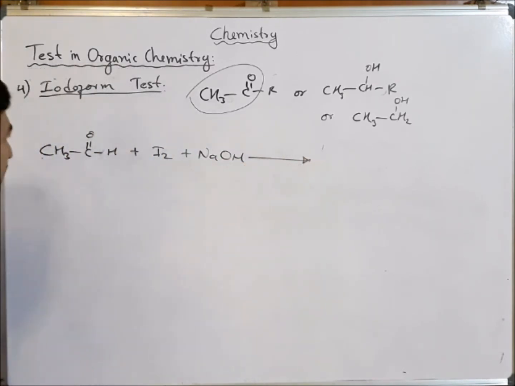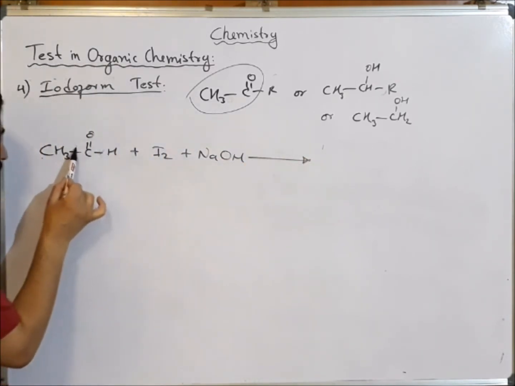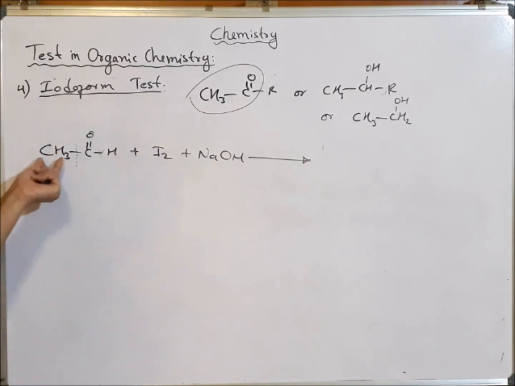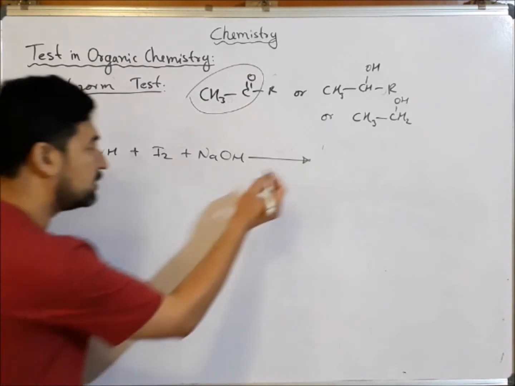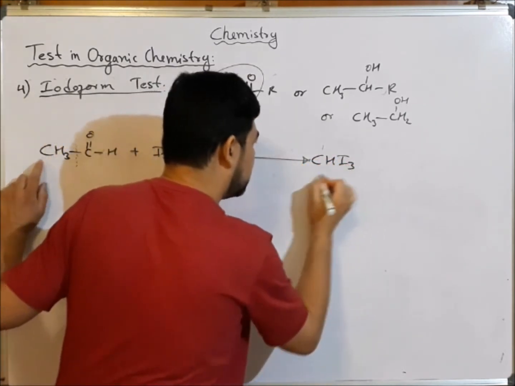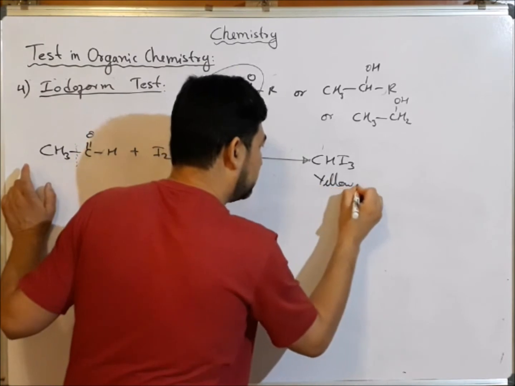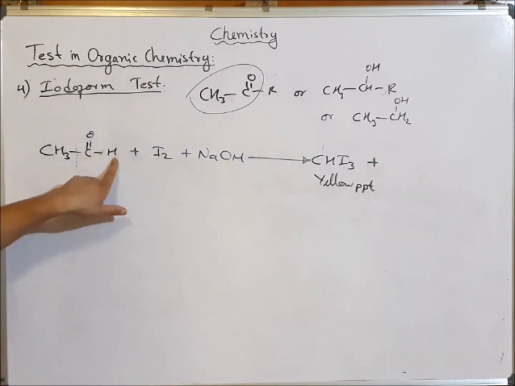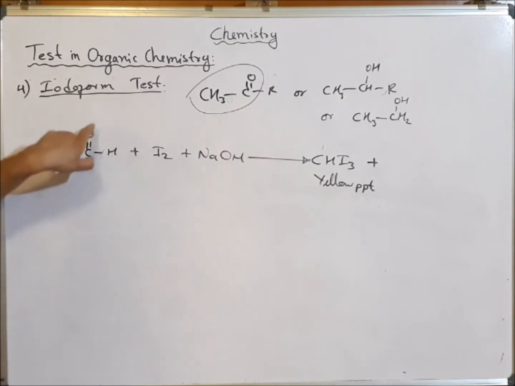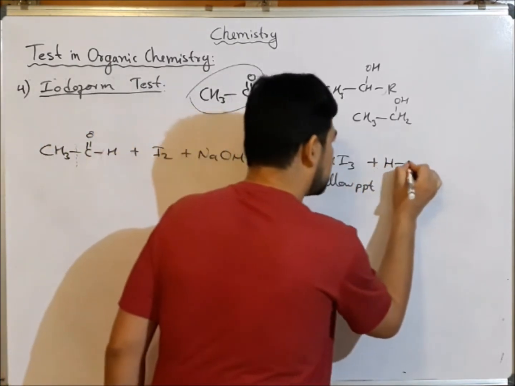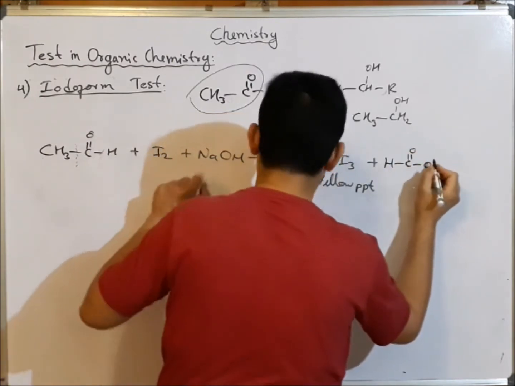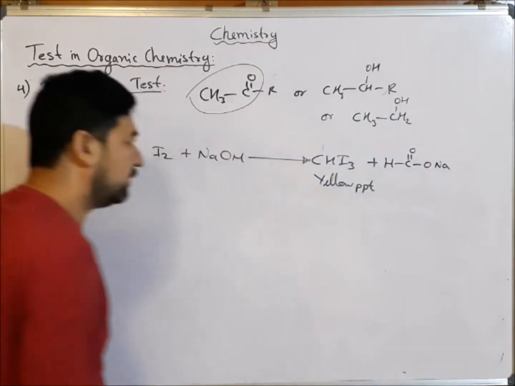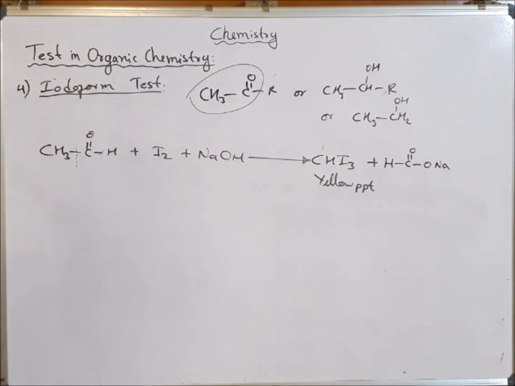Now it's supposed to give, so remember always just break this bond, and this carbon forms your iodoform, CHI3, so it's a yellow precipitate, plus whatever remains you have to start writing from this side, so HCOONa, since we have used Na, right? So this is our iodoform reaction.